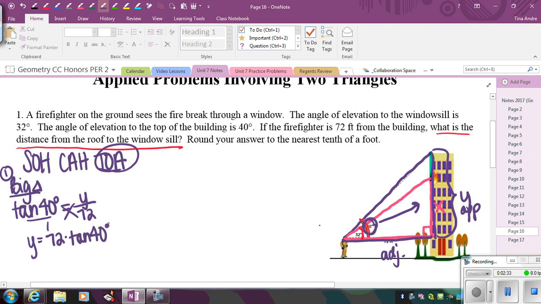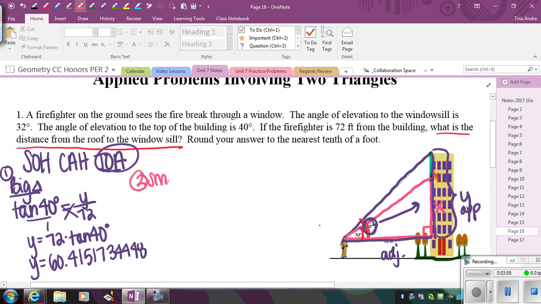And you can decide. You might want to just leave it as that answer right now. You might want to type that in your calculator and get a decimal. It's really your call. But you need to make sure that you keep that exact value. So you shouldn't be rounding until the very last step. So if I do type that in my calculator, I get 60.415173444 8, not rounding, keeping that entire value, or just leave it as 72 times tan 40. So there's my first answer. That's the entire side. I want to find this pink side now so that I can subtract the two.